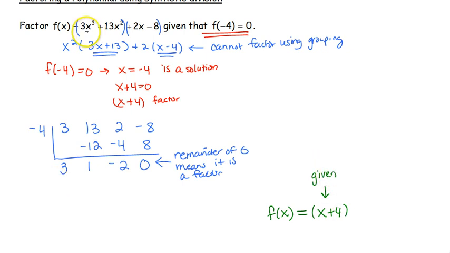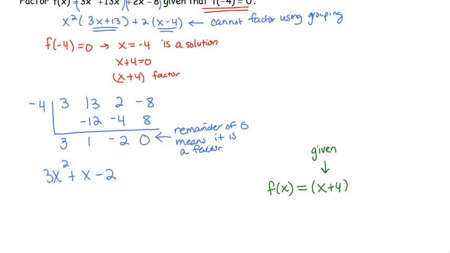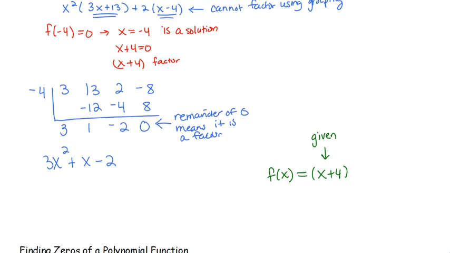Now we started with 3x cubed. We started with the third degree, so when I factored out the x plus 4, I am left with a second degree. So that's 3x squared plus x minus 2. We are now left with a quadratic. We know how to factor a quadratic. We're not solving the quadratic right now, we are factoring it.